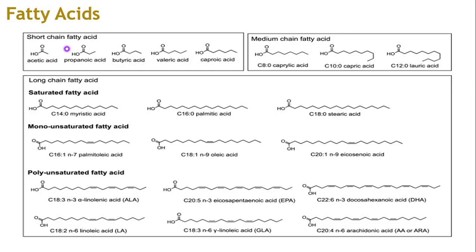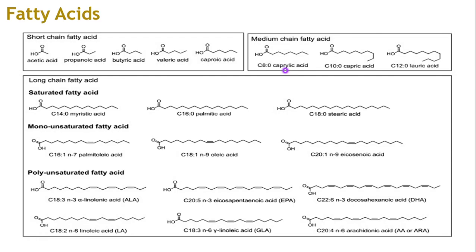Now let's talk about some short chain fatty acids. Short chain fatty acids depend on the number of carbons present. Acetic acid, for instance, this is the carboxylate end or the carboxylic end. It has 2 carbons, 1 and 2. Propanoic acid has 3 carbons with the same carboxylic head. Butyric acid has 4 carbons, valeric acid 5 carbons, and caproic acid 6 carbons. Now let's move on to the medium fatty acids. The medium fatty acids range from 8.